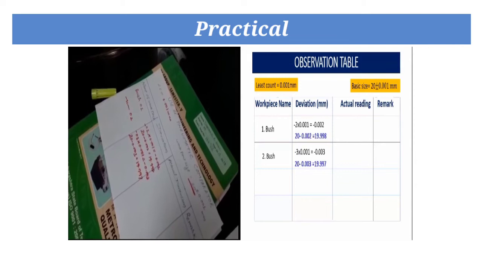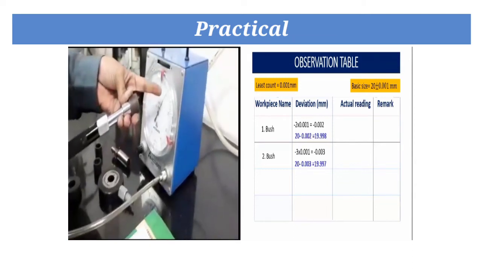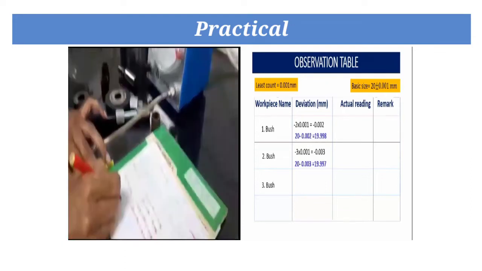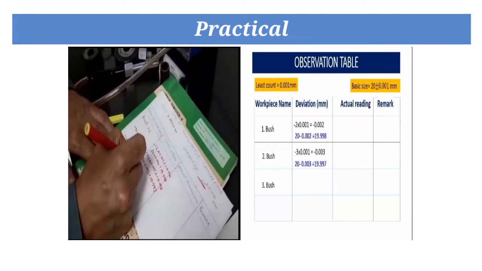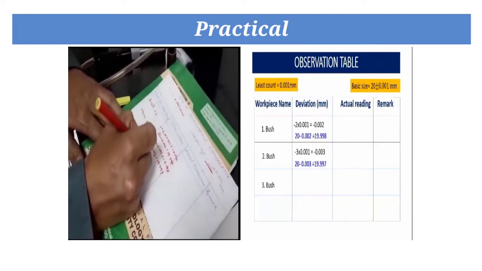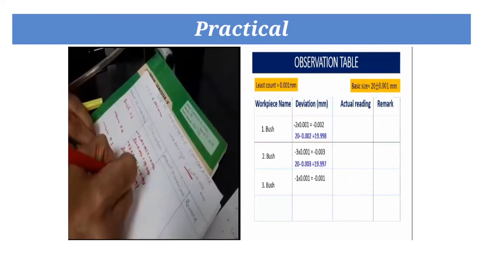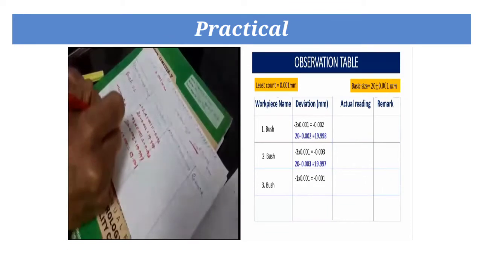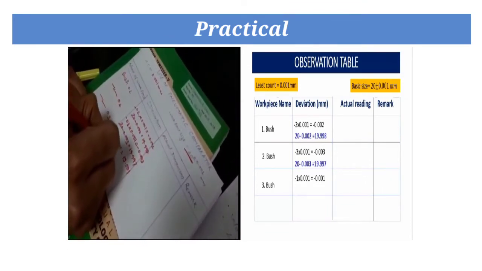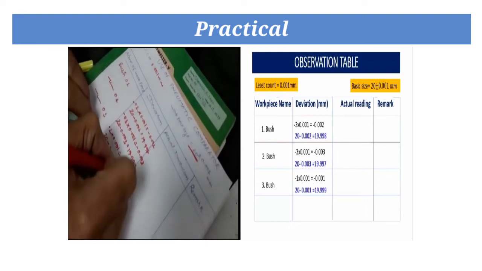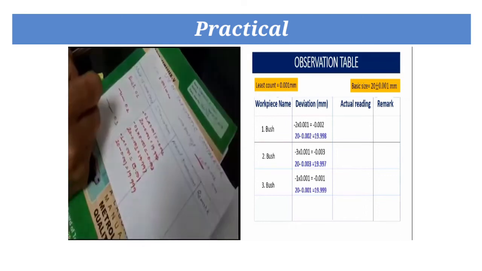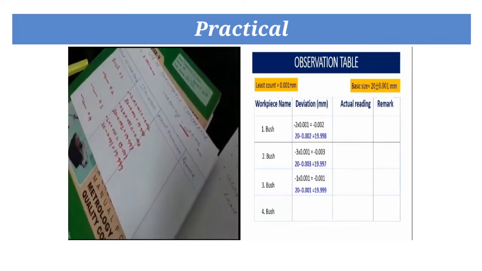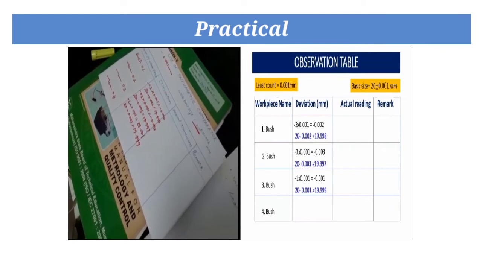Now again take another component. I will again insert it. You can see in the third component the value is 1. So my bush number 3, the value I am getting is minus 1 into least count, that will be equal to 0.001. So 20 minus 0.001 will be 19.999. So like that you can take the readings, various readings.